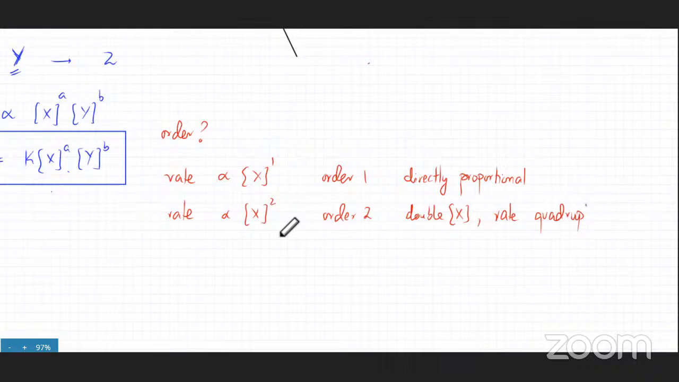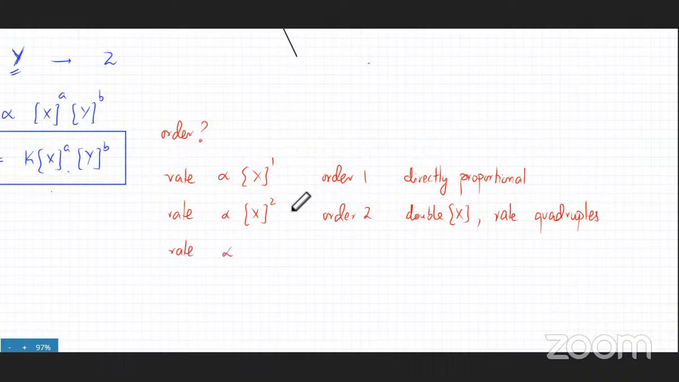Or what you can also say, if you triple the concentration of X, the rate would become 9 times. If you quadruple the concentration of X, the rate would become 16 times. So that means the rate is changing a lot. You make a small change in the concentration of X, and the rate is affected by a larger margin. So that's order 2.